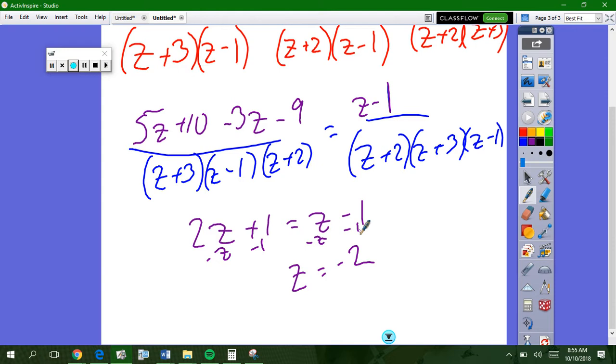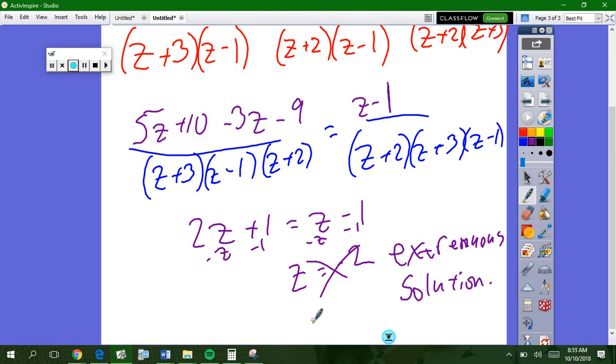But guess what? I can't be that number. Why? Z plus 2 is in my denominator. So if I plug in -2, that would make it what? 0 in my denominator, which makes it undefined. This is called an extraneous solution. Yep, so there's no answer. Z cannot equal that. So it's an extraneous solution.